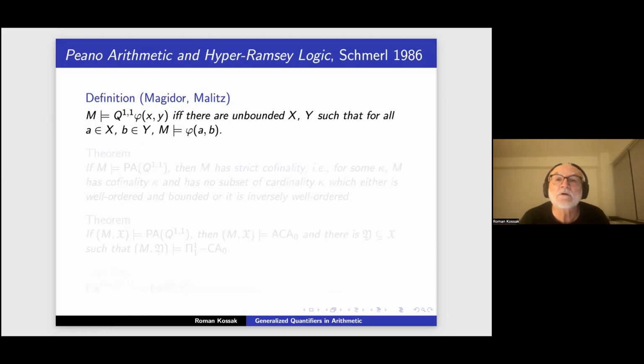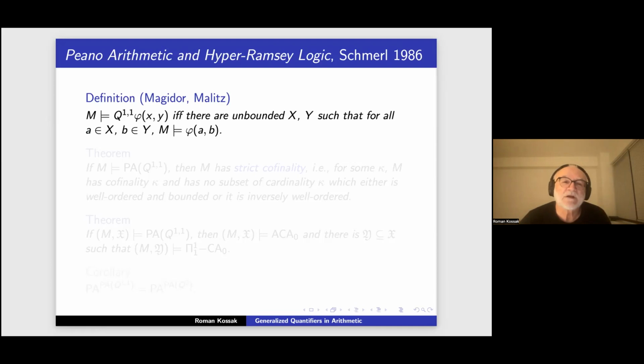So let's move forward. And this will be a very short segment on hyper-Ramsey logic. And this was a paper of Jim, as a sort of a follow-up. And in this definition here, I have this Q11 quantifier, which just says there are many elements such that phi of xy, if and only if there are unbounded subsets x and y, such that for every a from x and every b from y, phi of ab holds. So it's a sort of very weak Ramsey property.